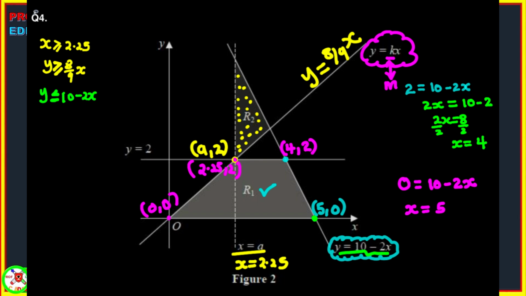The inequalities for the region R2 are going to be x is greater than or equal to 2.25. We shall also have y is greater than or equal to 8 over 9x. And lastly, we shall have y is less than or equal to 10 minus 2x. So we can move the inequalities and put them down here so that we can proceed to the next question.